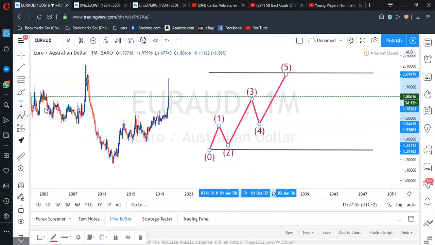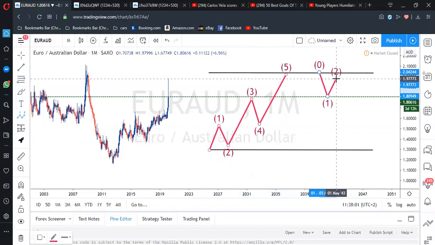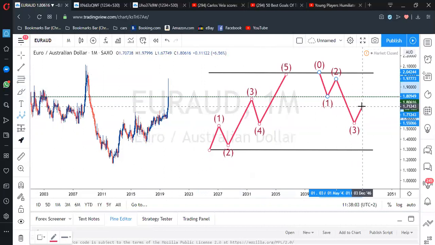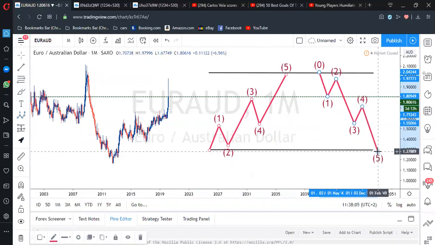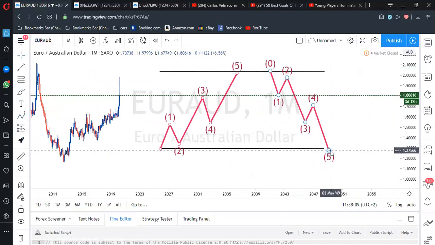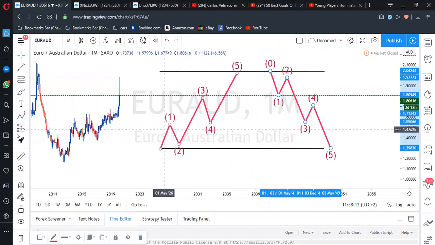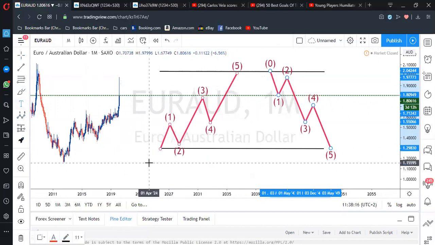And then in a downtrend, it would look something like a 0 would be here, a 1 here, and then a 2 there, and then a 3 here, and then a 4, and then a 5. This is how they look, right? Okay. And then as I was saying, let's just write this down.